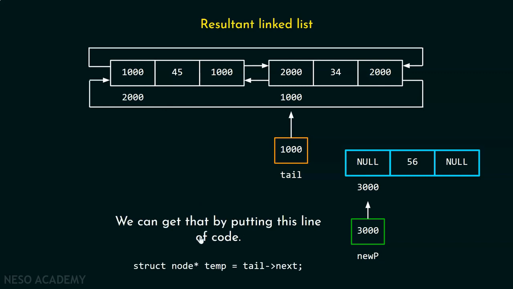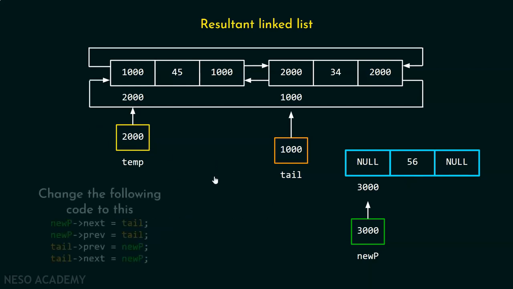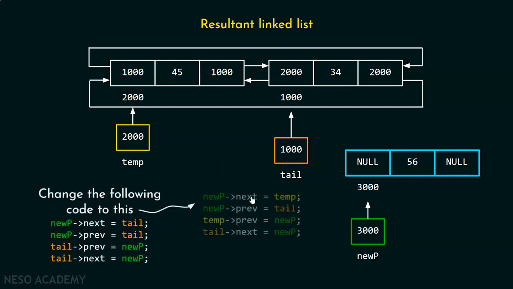For this purpose, we will keep a temp pointer and it must point to the first node of this list. That is why I am putting this line: struct node *temp = tail next. So there must be a temp pointer which points to the first node of this list so that we can use it for the purpose of adding this node at the beginning of this list. Now here we should change this code by this code. Here this tail must be replaced by temp and this tail also must be replaced by temp, and the rest of the code will remain the same.